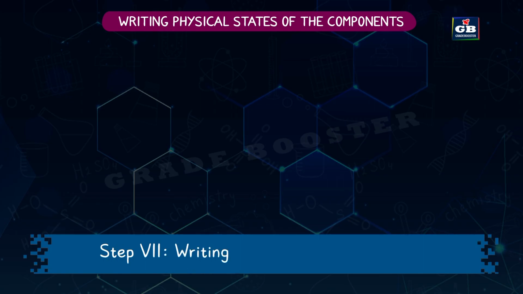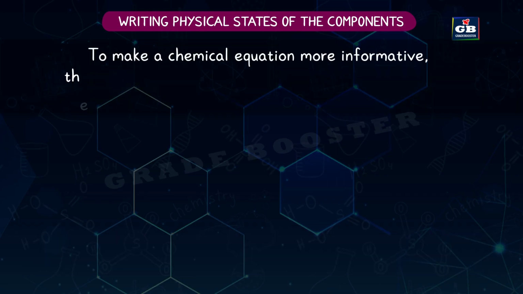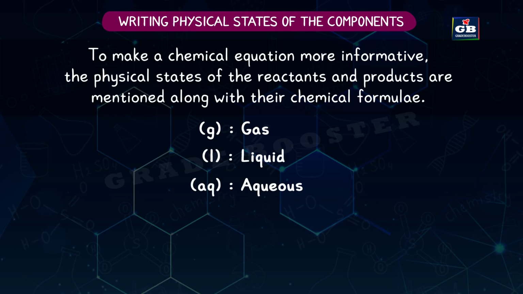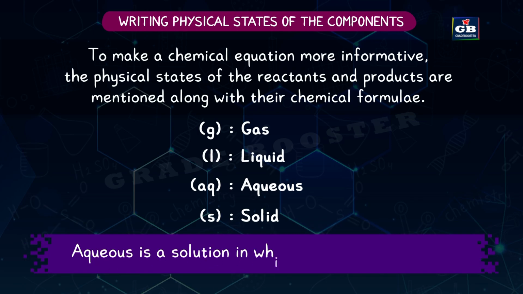Step 7. Now writing the symbols of physical states. To make a chemical equation more informative, the physical states of the reactants and products are mentioned along with the chemical formulae. The gaseous, liquid, aqueous and solid states of reactants and products are represented by the notations g for gases, l for liquid, aq for aqueous and s for solids respectively. Aqueous is a solution in which water is the solvent.